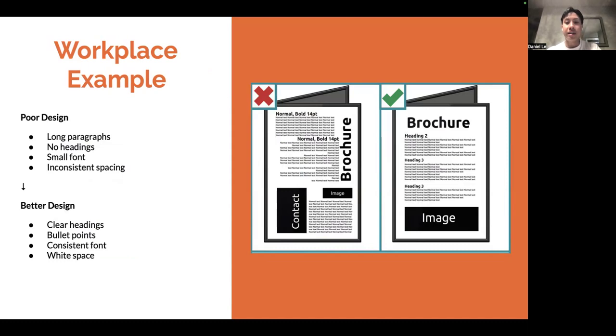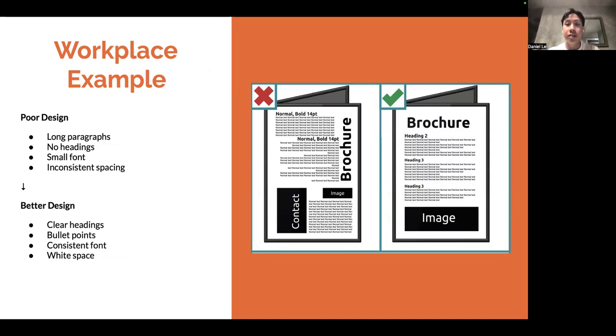So this image is a good example of why document design matters. The brochure on the left is crowded with text, has inconsistent formatting, and doesn't use headings to organize information. Because everything looks similar, it's difficult to know where to start. And the brochure on the right is much easier to read.